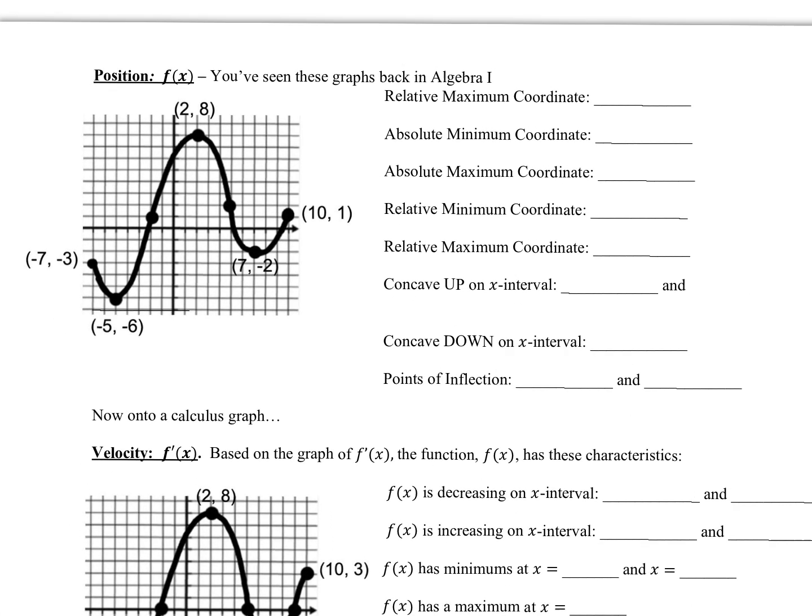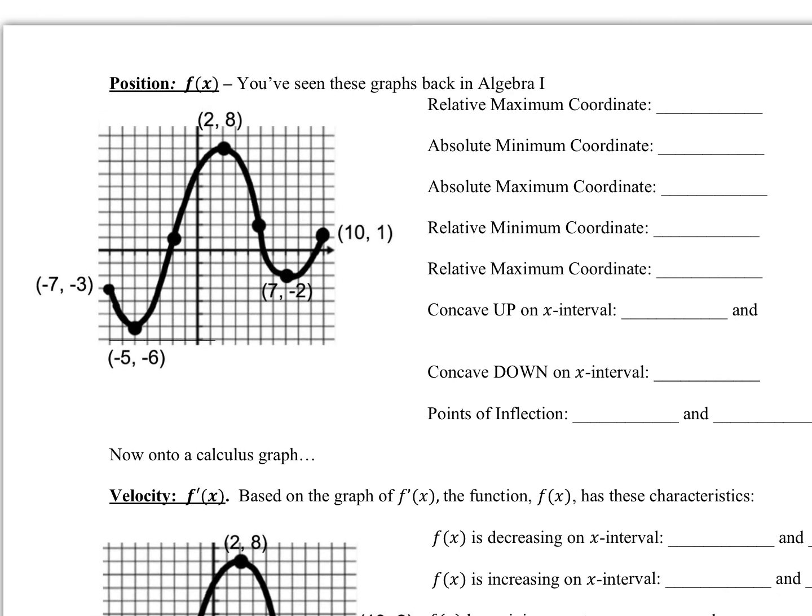If this is just my function, this is a good old function like you literally saw back in Algebra 1. Where would my relative max be? (10, 1). I would take relative max there. Okay. What about an absolute min? Okay. How about an absolute max? Agreed. Relative min, another one. (7, -2). Relative max. Yeah. You started at a different spot than me.